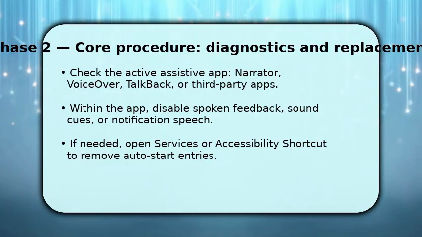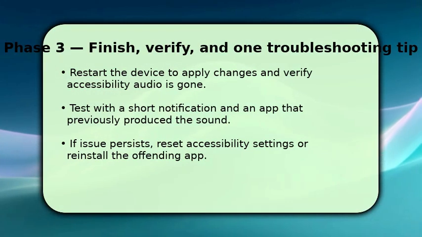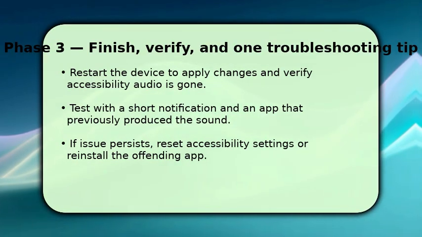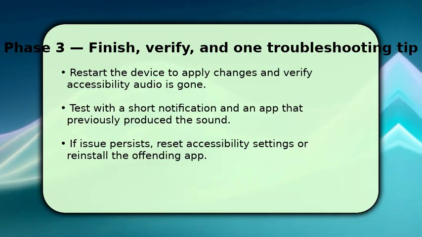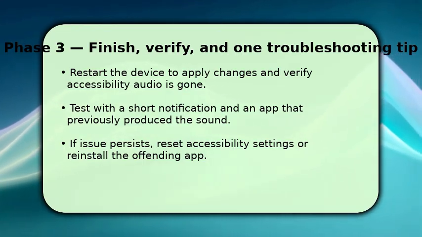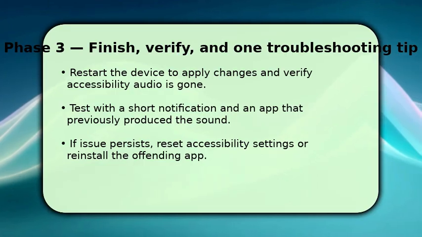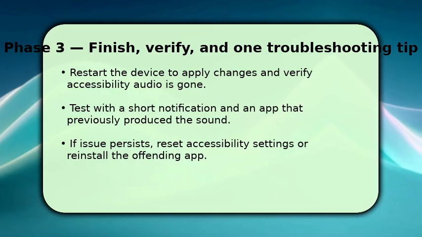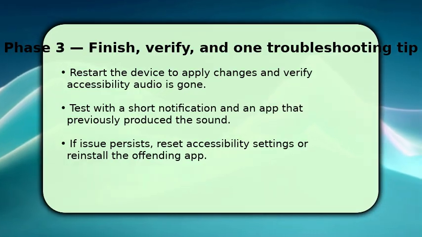To stop, you finish by confirming the change and handling problems. Restart the device so all toggles and services reload cleanly. After restart, trigger a notification or open the app that previously produced the sound to verify there is no accessible audio. If it still appears, reset accessibility settings to defaults or reinstall the offending app because leftover preferences can persist.